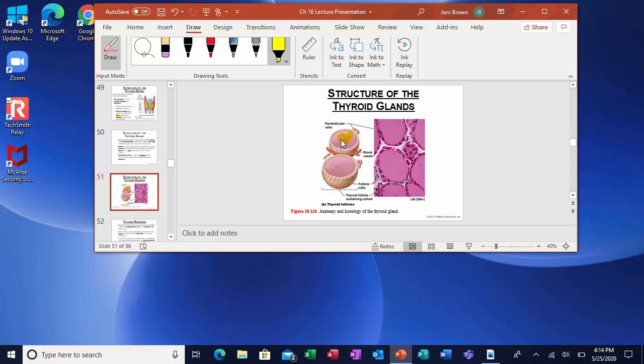Then you've got the parafollicular cells that are found around the follicle, all around it. The parafollicular, you see here, those are parafollicular. They're between the thyroid follicles, and that's what makes the calcitonin.